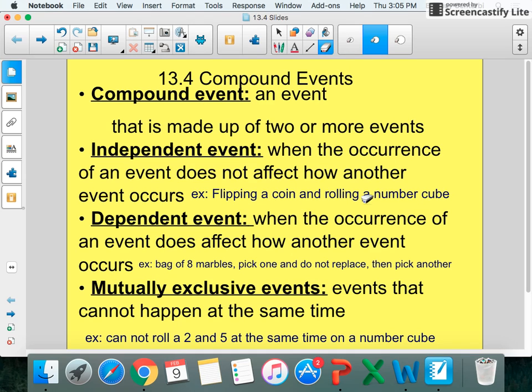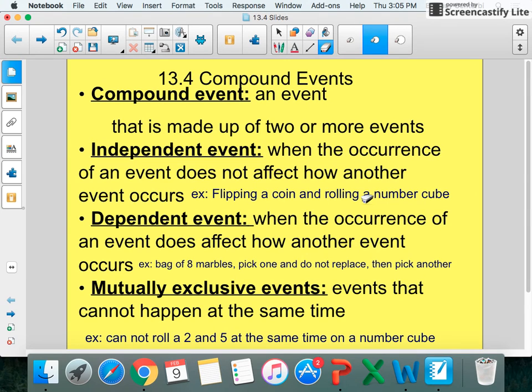So our last section is compound events. So compound events are two or more events that happen. And so some vocab, we have independent events. So independent events do not affect how one another occur. So like flipping a coin and rolling a number cube, those things have nothing in common. So those are independent. Dependent would be when one event does affect another event.